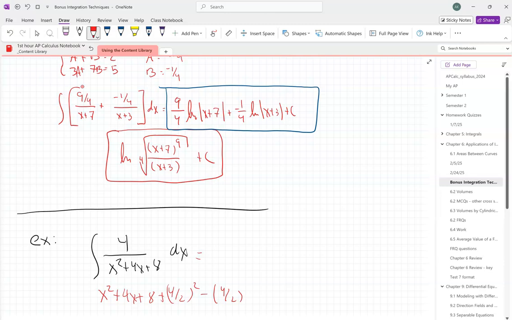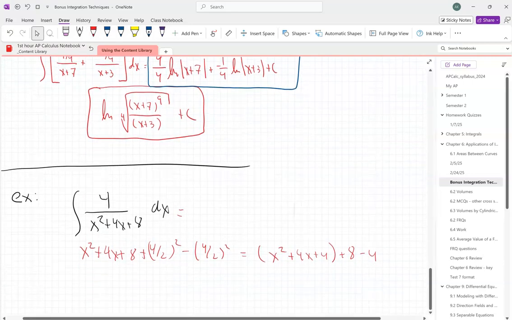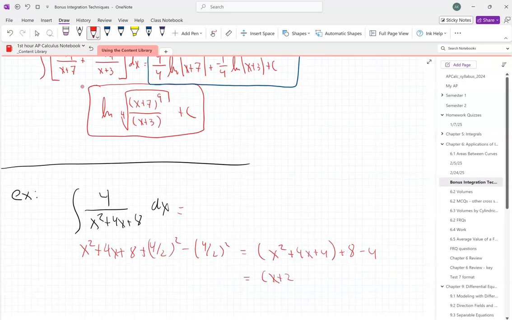Take the inverse. So that's the easy step.